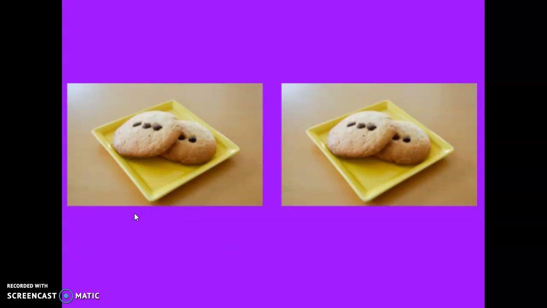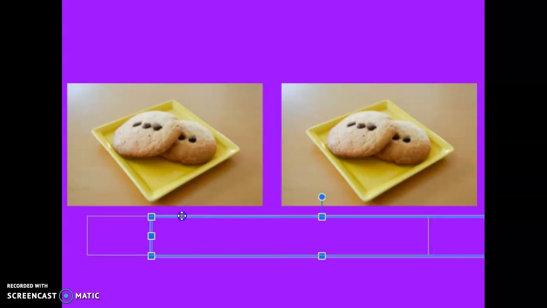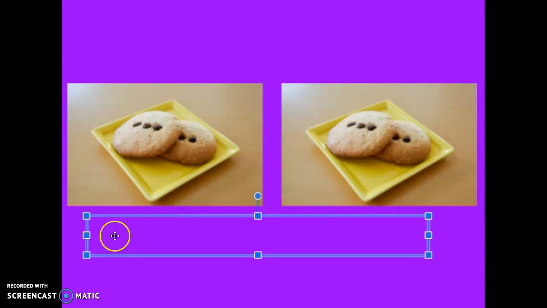Now my question to you is, if all the cookies have 3 chocolate chips, how many times am I going to have to write the 3? So think about that just a second. How many times do I need to write the number 3 if I'm going to be writing a repeated addition sentence? So I have one cookie with 3, and in each plate I have 2 cookies. So how many times am I going to need to write the number 3 in a repeated addition sentence?